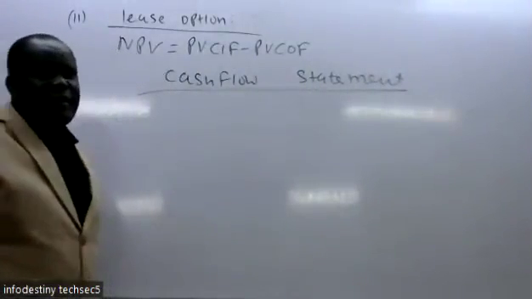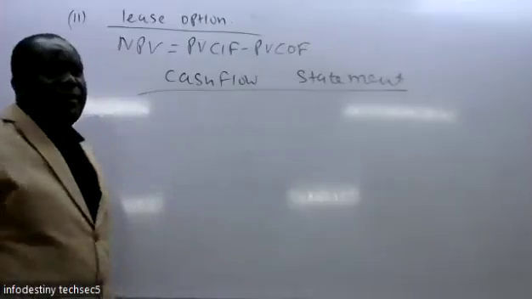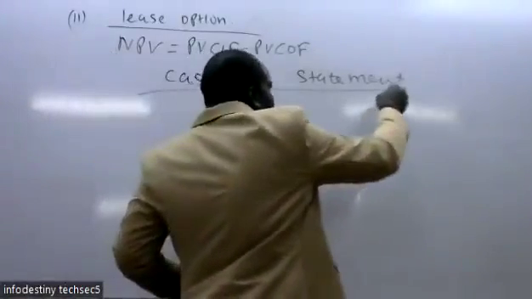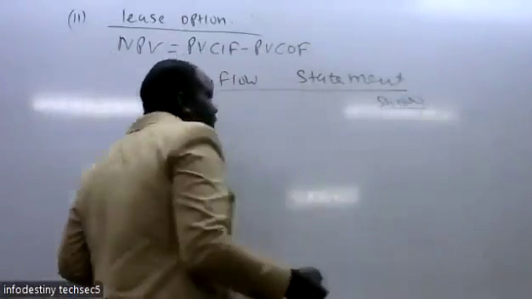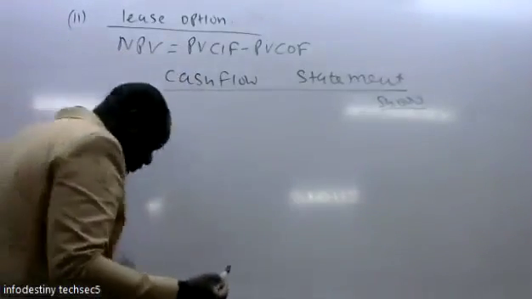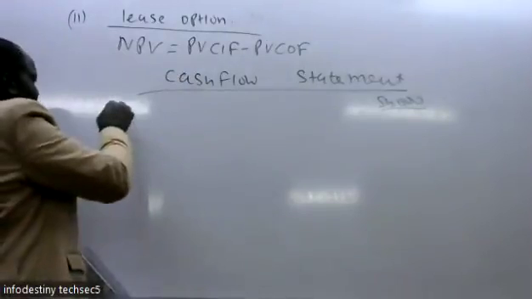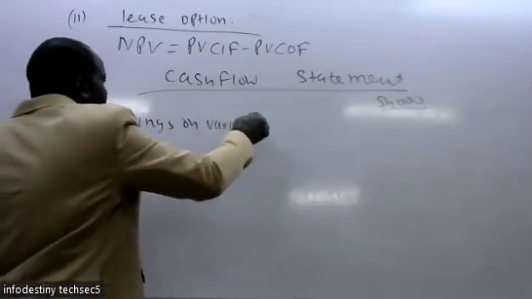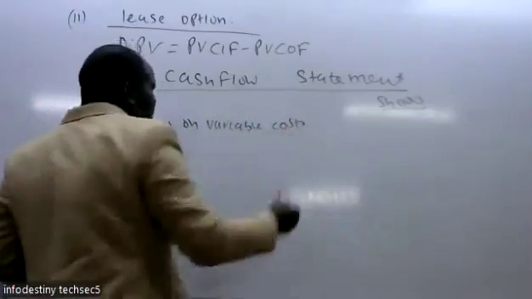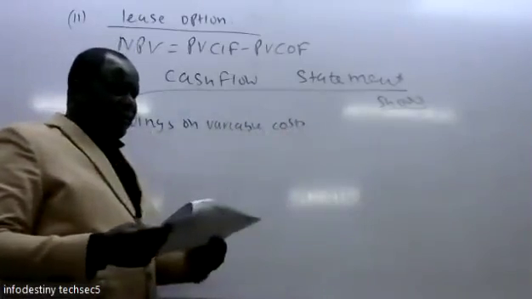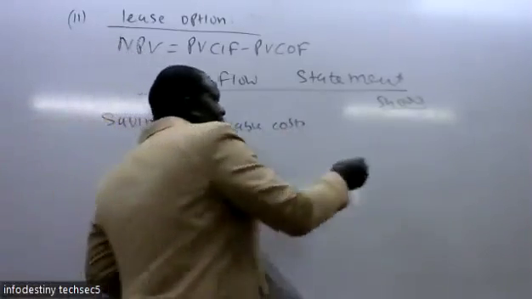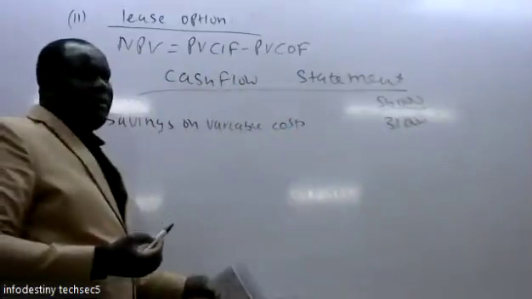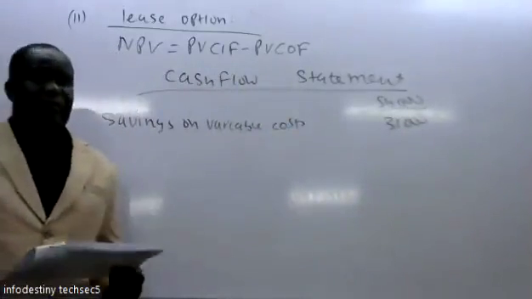So we start with the savings. Whether you buy or you lease, the first item is savings on the variable costs. That savings on the variable cost was given to you in the first paragraph. The amount is 31 millions.